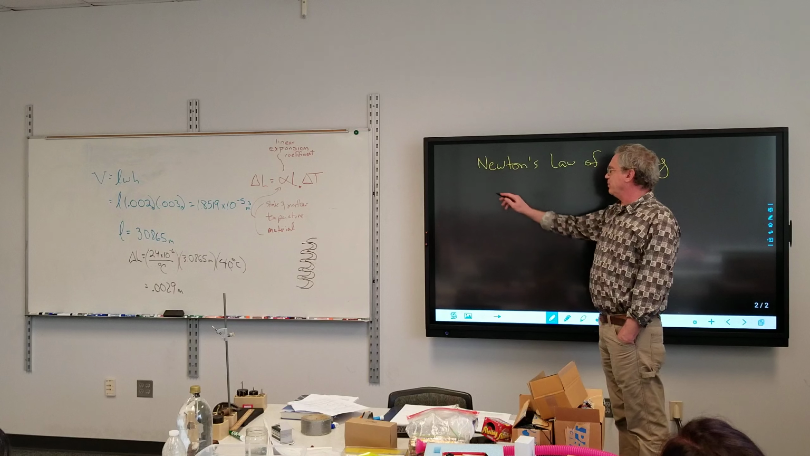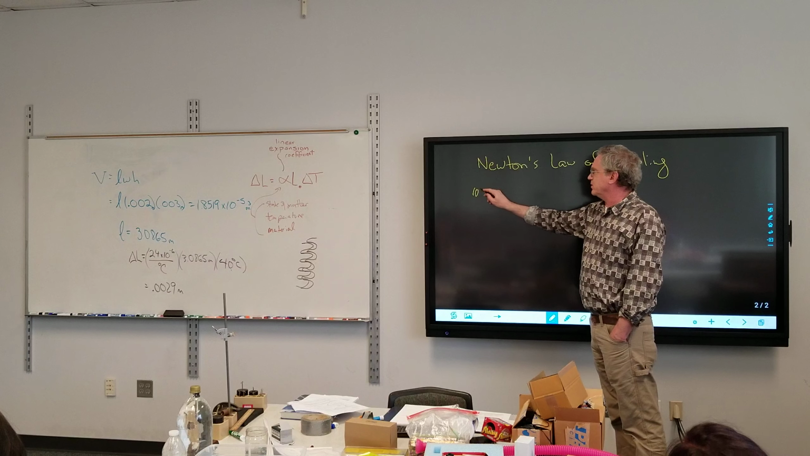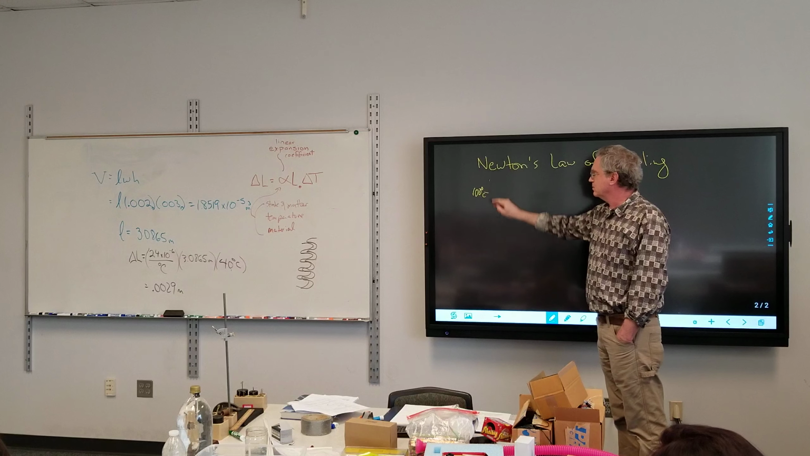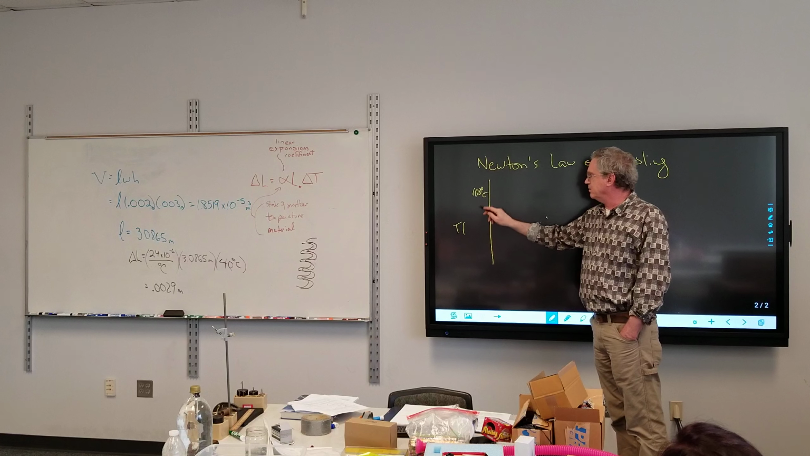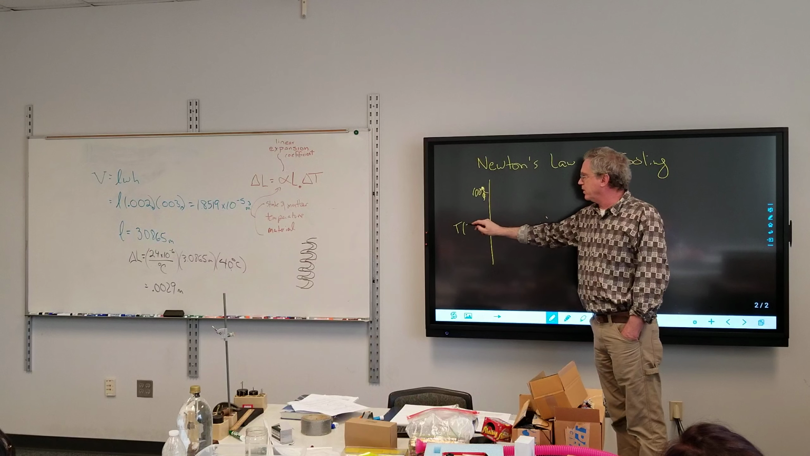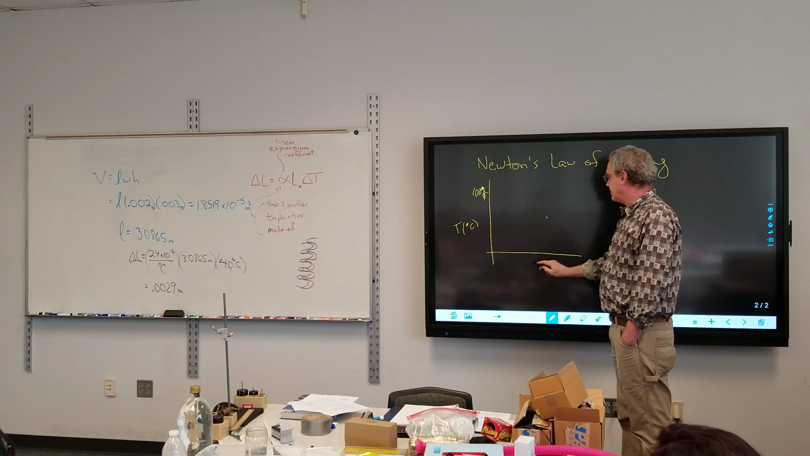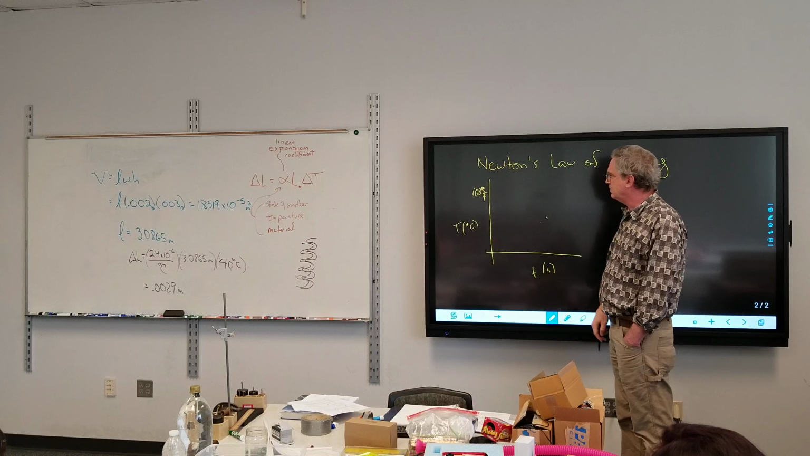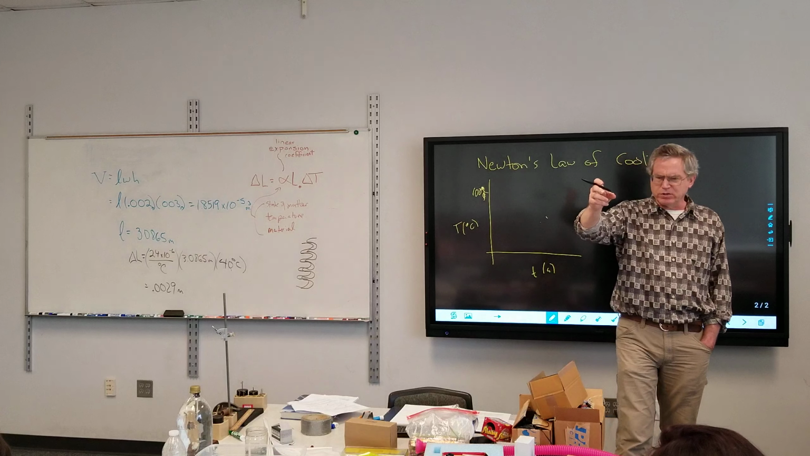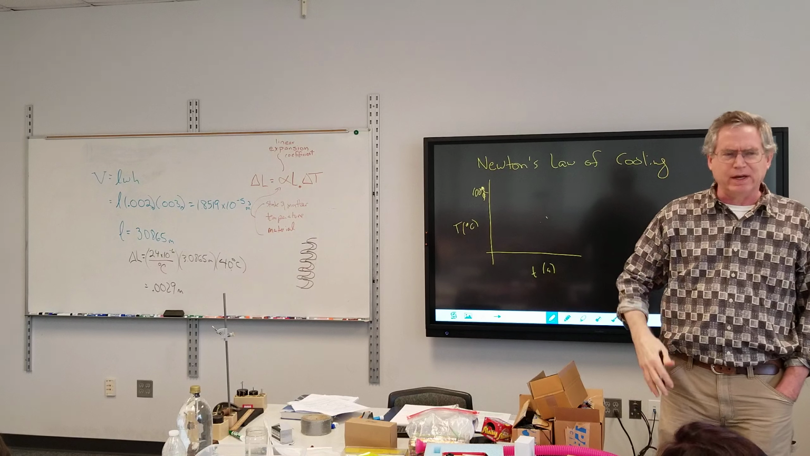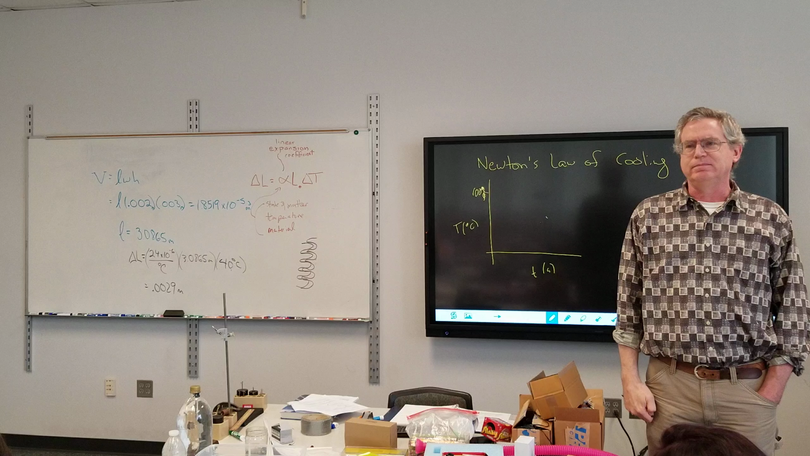So if I'm going to cool something, let's say I have something at 100 degrees Celsius. So temperature, in Celsius, and time, in seconds. If I put something that's 100 degrees Celsius in the middle of this room, how cold can it get? What's the coolest it's going to get?